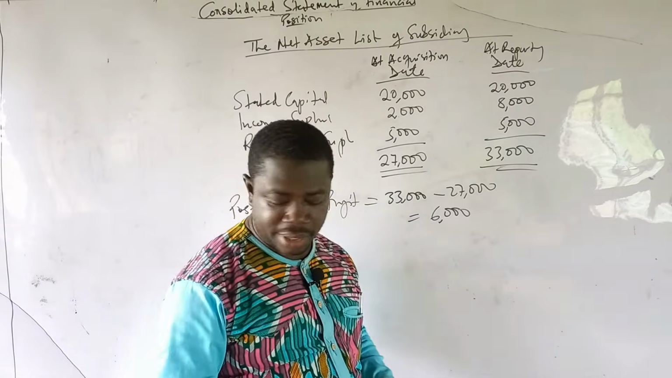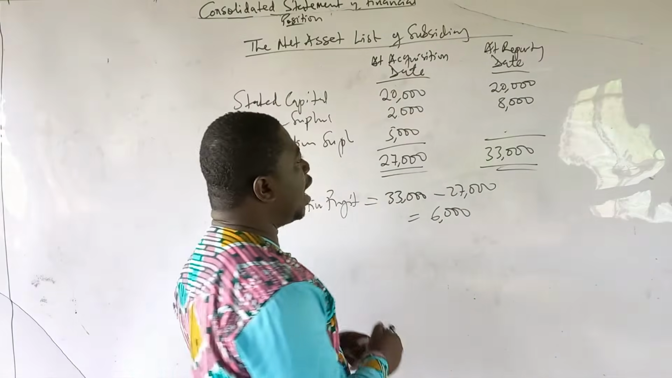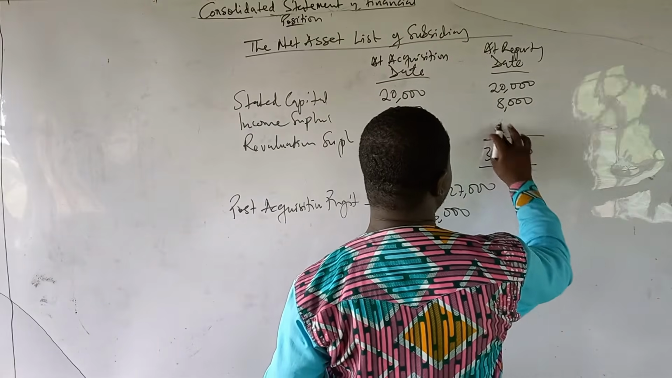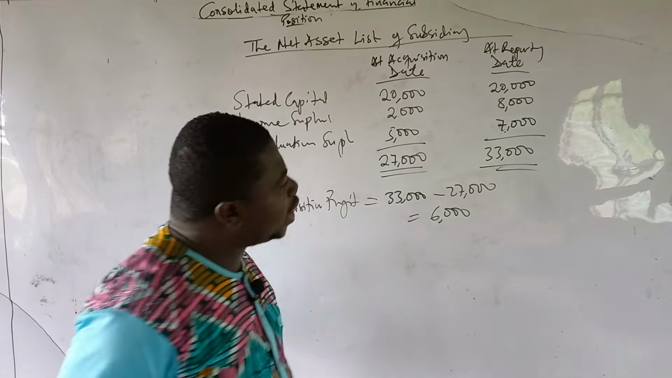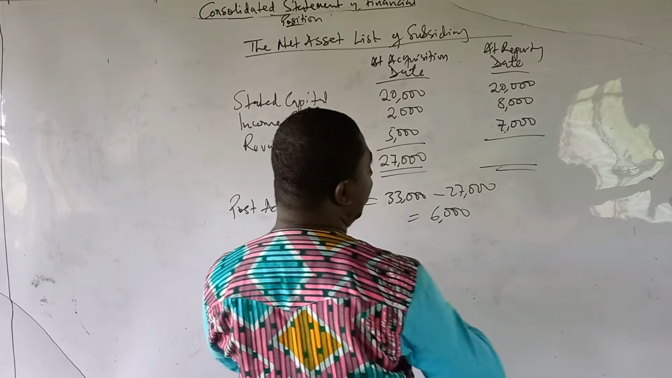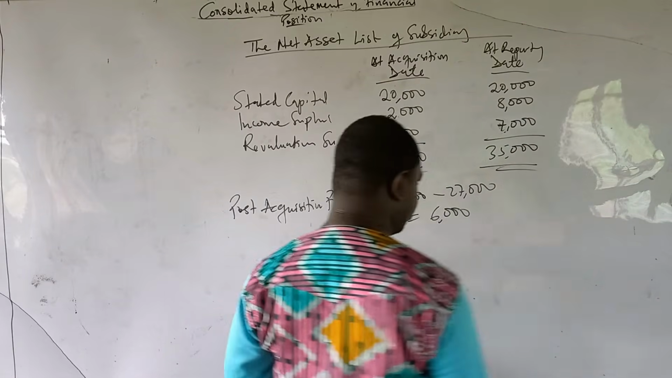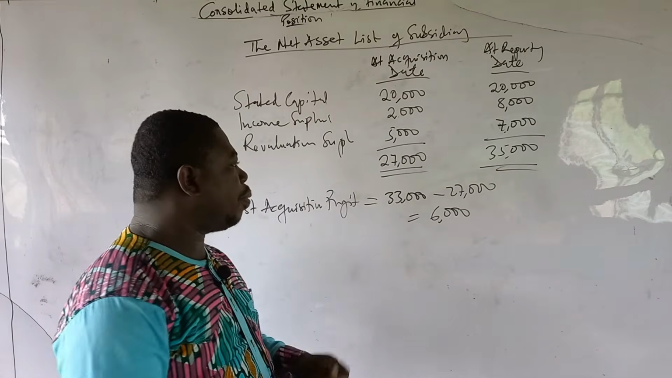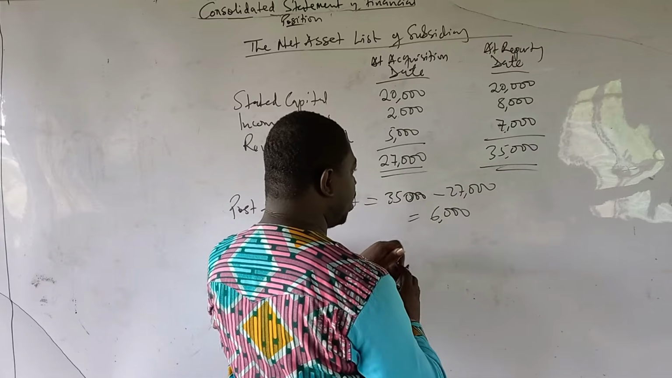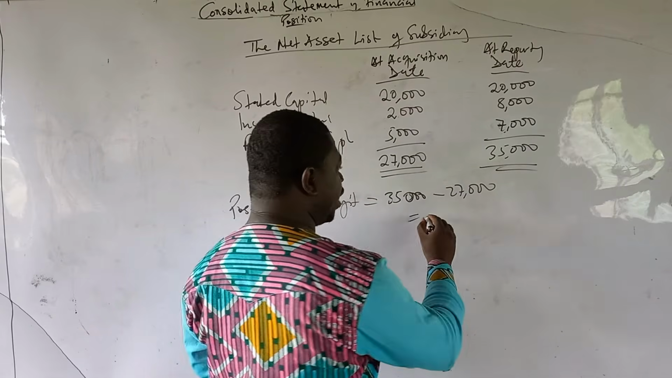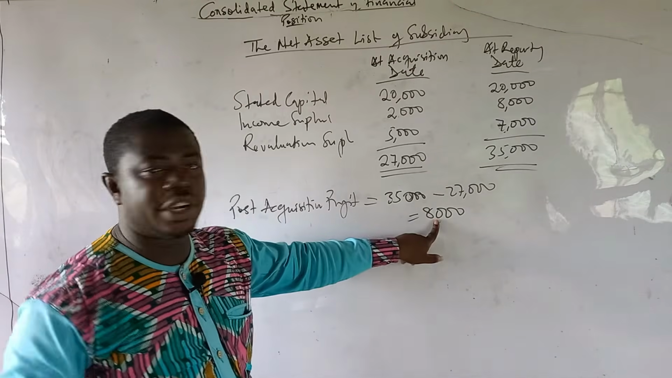Now let's look at something. A situation where revaluation surplus has also gone up by, let's say, 7,000. So you see that the total of the net assets at reporting date will now be 35,000. And that means that your post-acquisition profit is no more going to be 6,000. It will be 35,000 minus 27,000. That is going to give us 8,000 post-acquisition profit. And this is what we are going to use for the group income surplus.